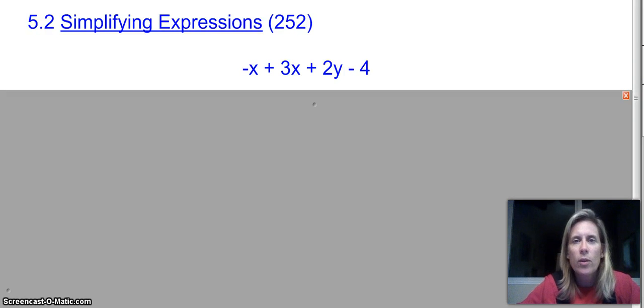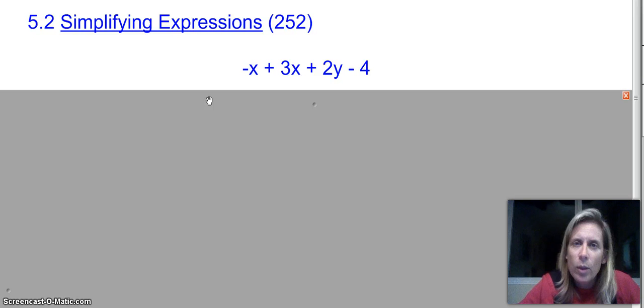Welcome to 7th grade math, Math 7, Chapter 5, Section 2, Simplifying Expressions. This begins on page 252 in your math book. Simplifying expressions. We are going to begin with some important terms for simplifying expressions.